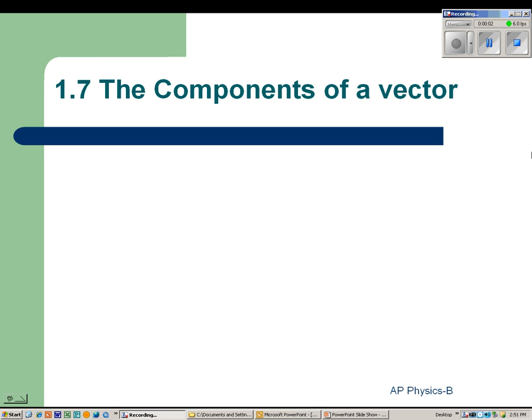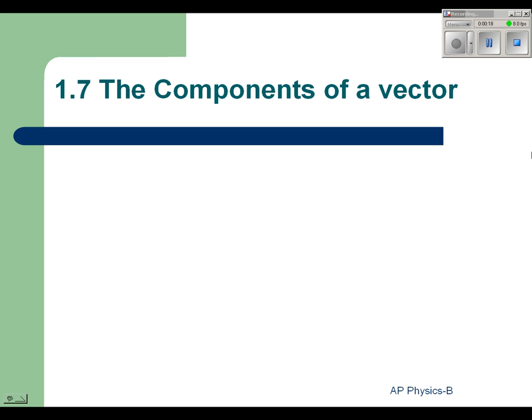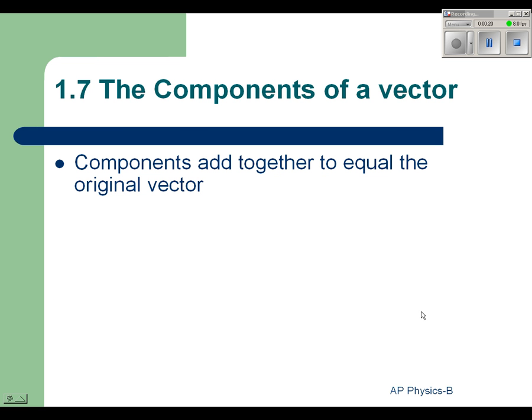AP Physics B, section 1.7. We're going to look at the components of a vector. This is going to be a useful way to help us add vectors in the future. We're going to be doing a lot of work with components of vectors, but today we're just going to look at exactly what a component of a vector is.